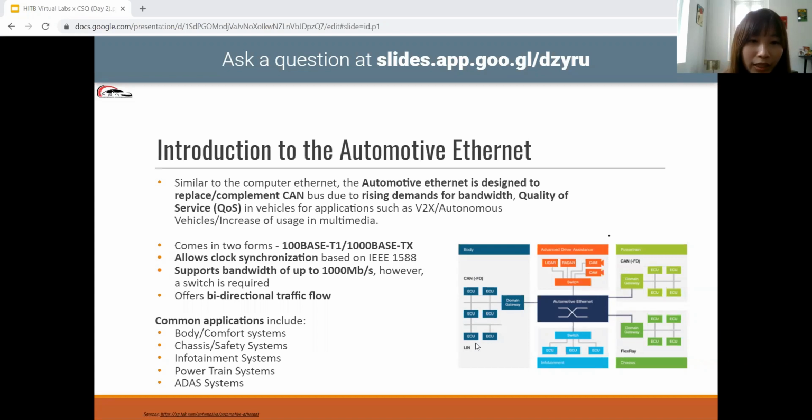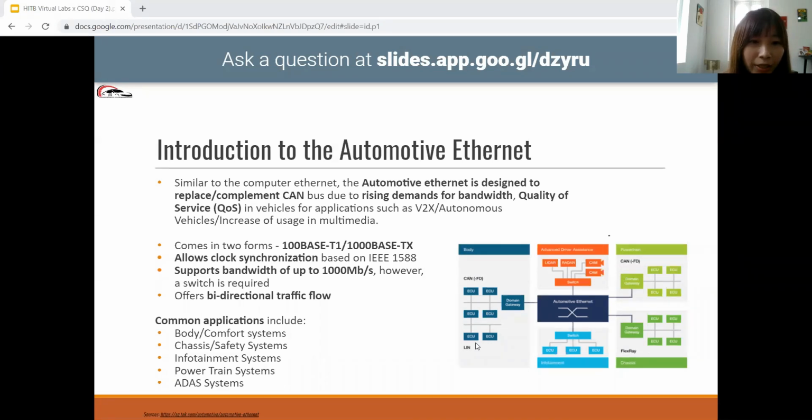And Automotive Ethernet comes in two forms: 100BASE-T1 and 1000BASE-TX. I have a comparison table of the standard Automotive Ethernet that I will show you guys later. It allows clock synchronization again, and it supports bandwidth up to 1000 megabits per second, which is your 1000BASE-TX medium. However, a switch is required in this case, and it offers bidirectional traffic flow compared to your regular Ethernet, where you need 2 different network cables for that.